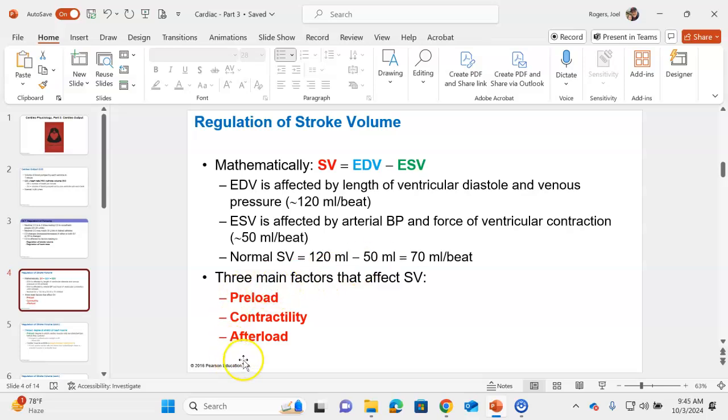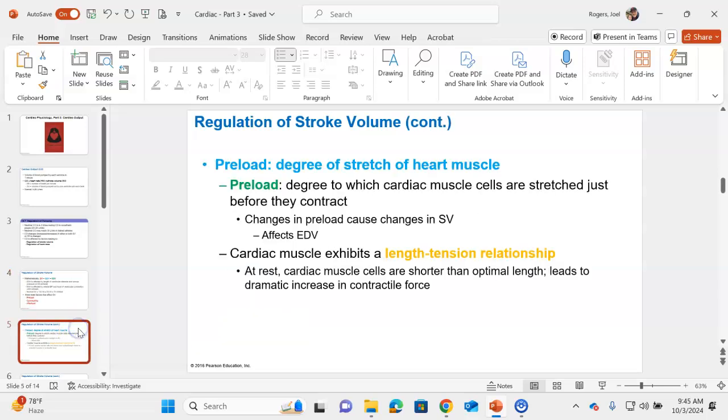Now, the three main factors that affect stroke volume directly are preload, contractility, and afterload. All right, so we're going to take them one at a time. Preload is referring to the degree of stretch on the myocardium. And remember, I talked a little bit about this in the second lecture. When the ventricles fill up with blood, the presence of the blood forces the ventricles to stretch.